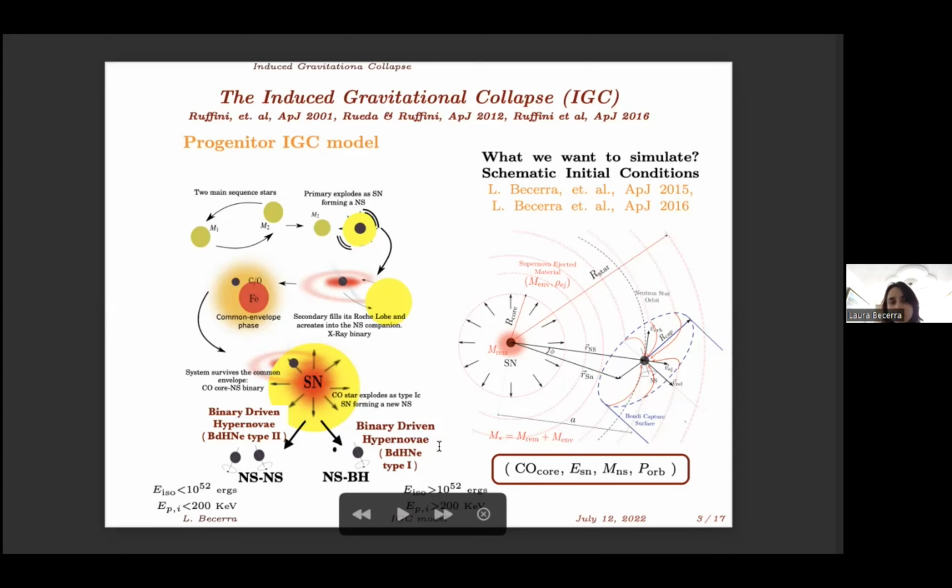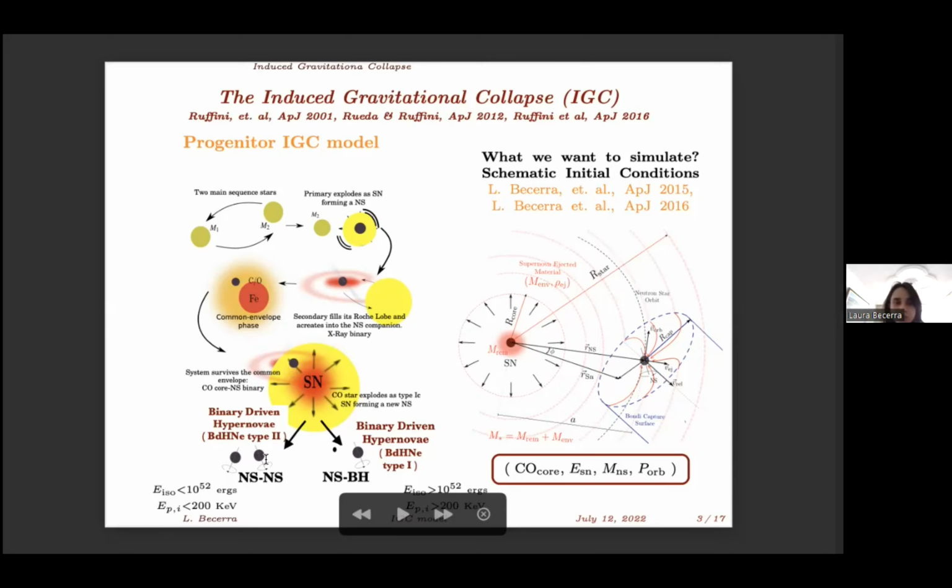This system is characterized by energy greater than 10^52 erg. And in the other scenario, the system is not so close, so there will be accretion on the neutron star, but this is not going to be enough to lead to its collapse. So if the system remains bound, we will have a binary system of two neutron stars. We call this a binary-driven hypernova of type II, and these systems are less energetic.